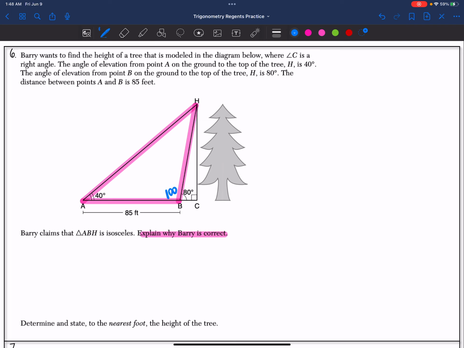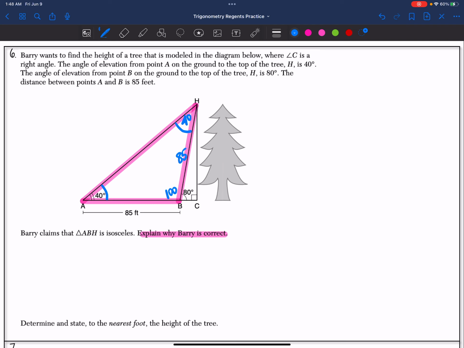So if I know 2 out of my 3 angles, I'm good to go. I can say that angle A is 40, angle ABH is 100, so that means that this angle has to be 40 as well, because the angles have to sum up to 180 degrees. Well, I'm going to notice that these two angles are congruent, and the converse of the base angles theorem says that sides that are opposite congruent angles are congruent. So that must mean that this side right here is 85.